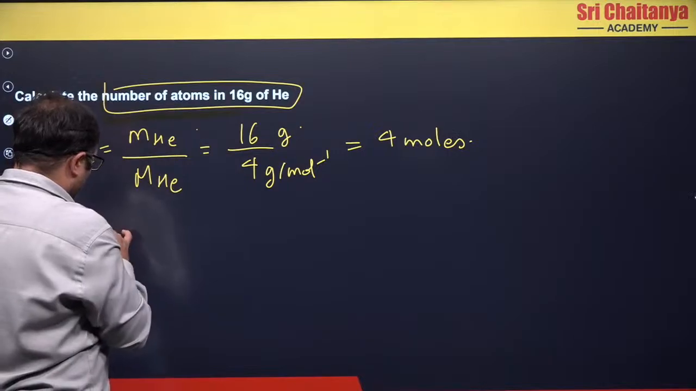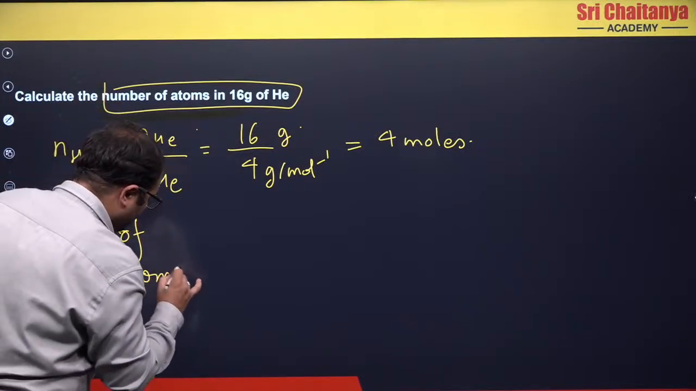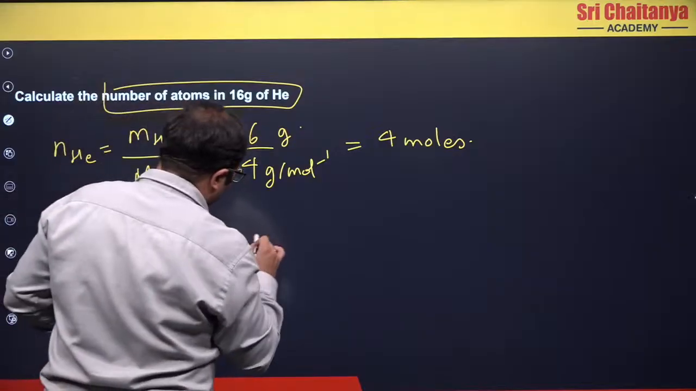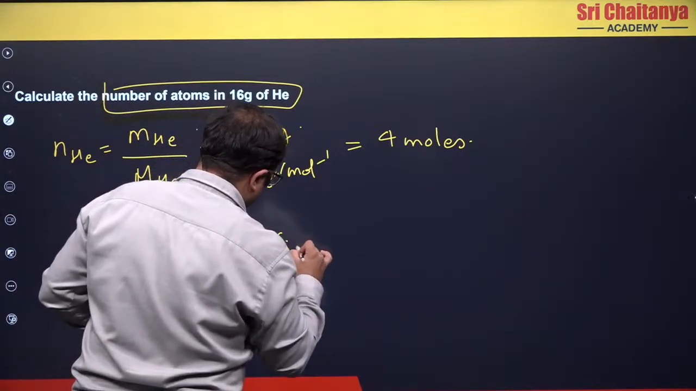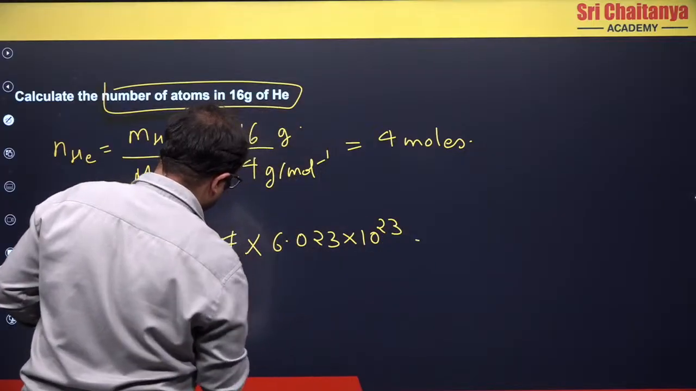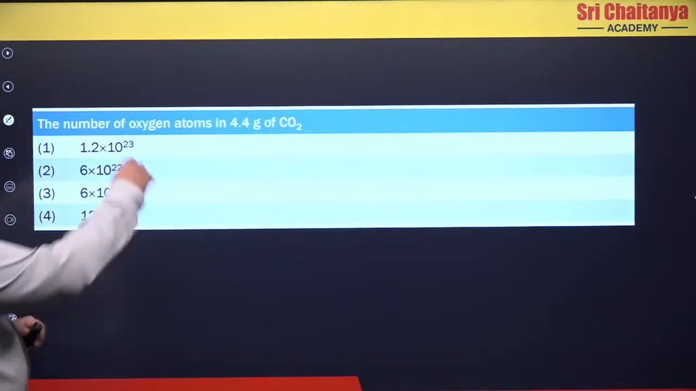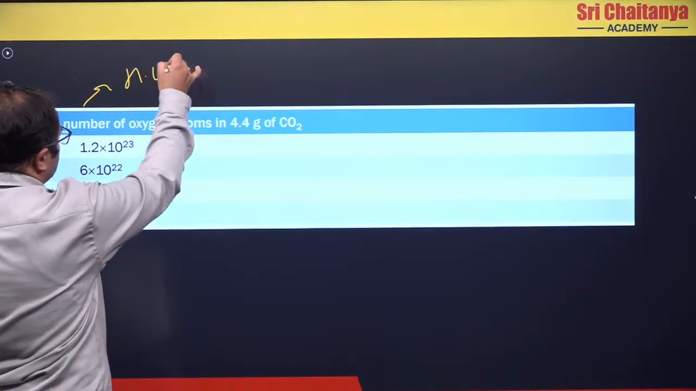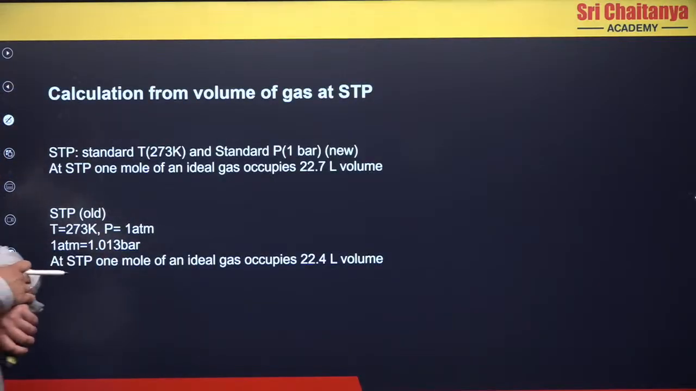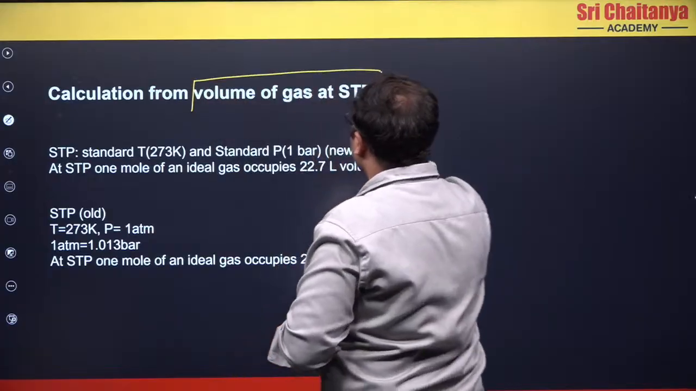If you multiply it by Na, then you will get it. So the number of helium atoms will be 4 into 6.023 into 10 raised to power 23. So if you calculate this, you will get the number of particles. This you can take as homework, right? Now, let us move on to the next part, calculation from volume of gas at STP.